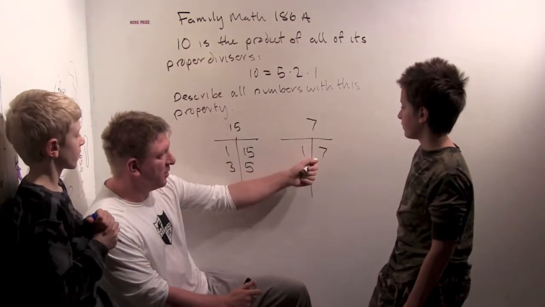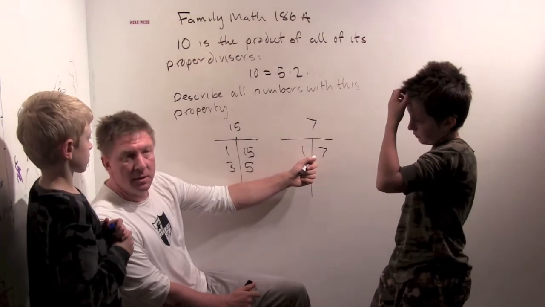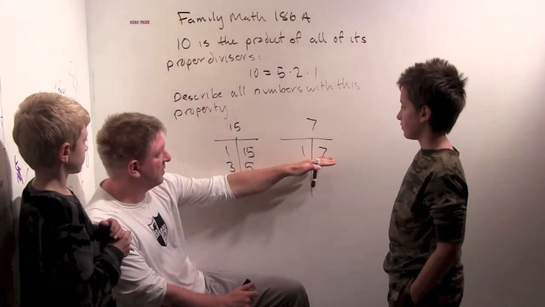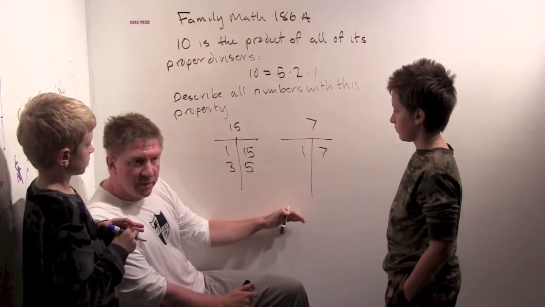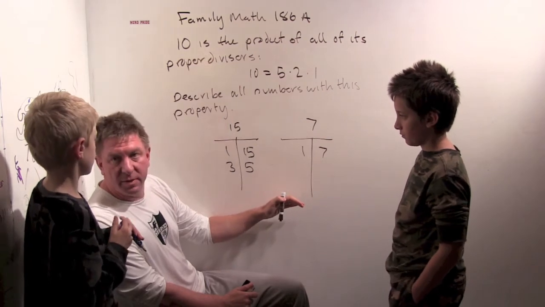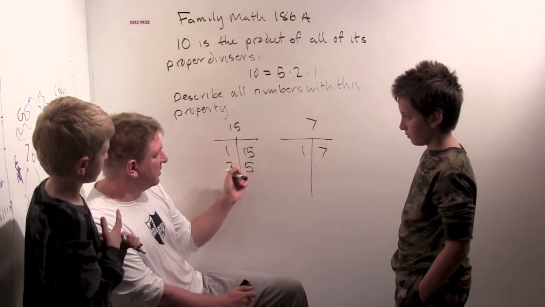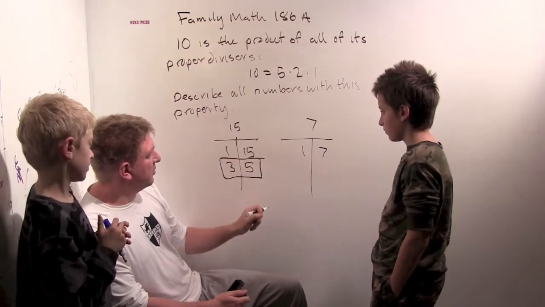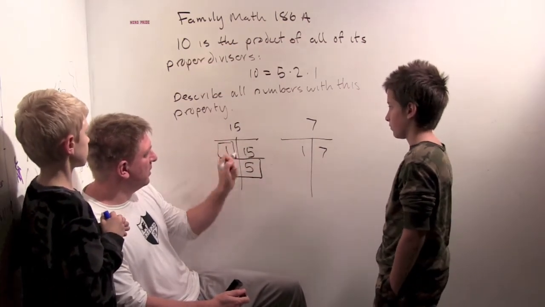The product's 1. So if you just have 1 row in your divisor chart, the product's just going to be 1 when you exclude the number itself. If you have more than 1 row, then it seems like it's going to be bigger. And if you have exactly 2 rows, the second row gives you the product, and then you just multiply by 1.